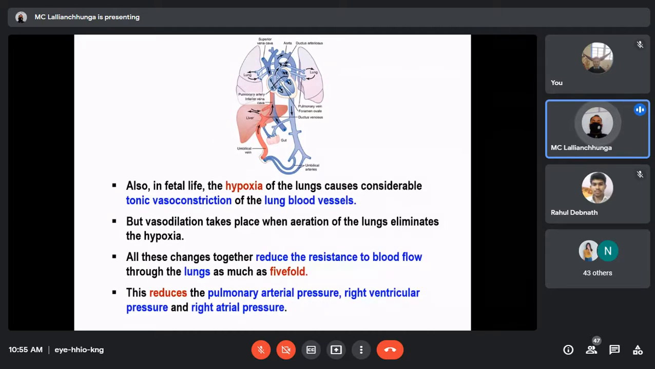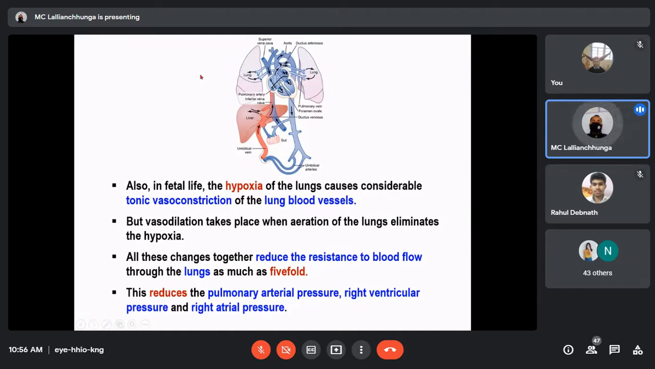Also in fetal life, the hypoxia of the lungs causes considerable tonic vasoconstriction of the lung blood vessels. Again, during fetal life there will be hypoxia, which means less oxygen supply because respiration has not taken place, and this again causes vasoconstriction of the blood vessels of the lungs. But vasodilation takes place when aeration of the lungs eliminates the hypoxia. All these changes together reduce the resistance to blood flow through the lungs as much as 5-fold. This reduces the pulmonary arterial pressure, right ventricular pressure, and right atrial pressure.